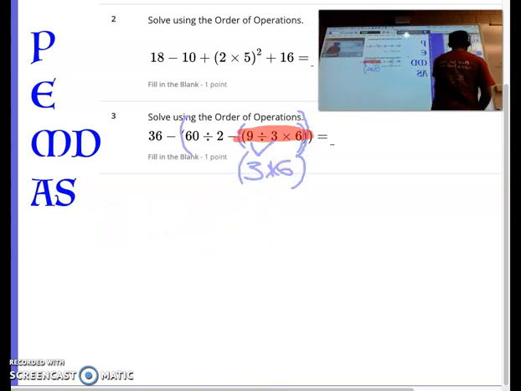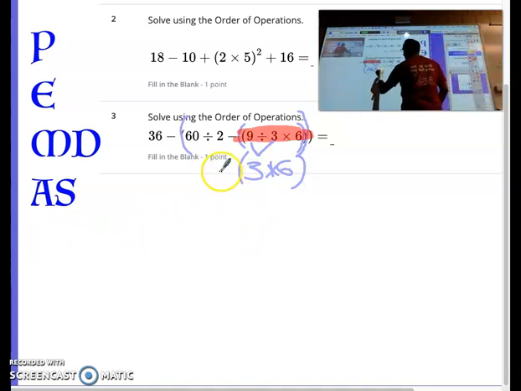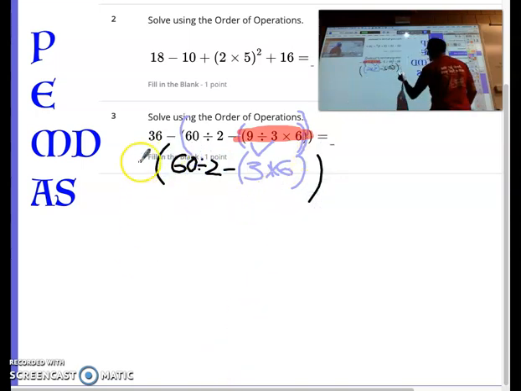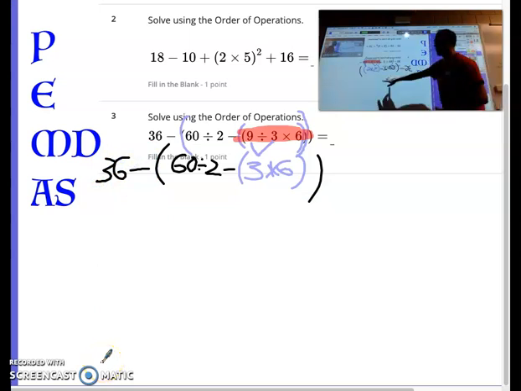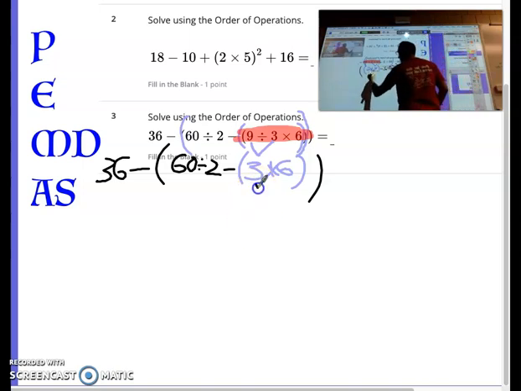Finish our parenthesis there. I'm going to choose a different color. I'm going to bring down the minus and the 2 and the division sign and the 60. Close our parentheses and bring out the negative 36. Now we still have 2 sets of parentheses. We still have a most inner set of parentheses. So we're going to bring down that answer, which is 18.